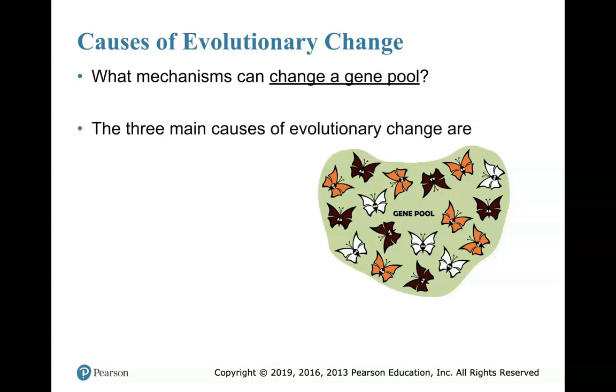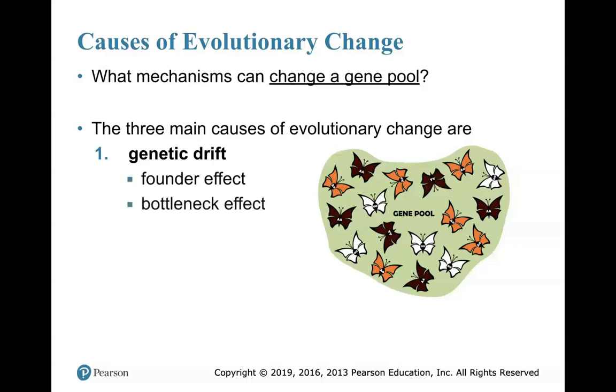There are three main causes that I'm going to teach you. Number one is genetic drift. You've kind of heard me throw that term out there. I'm going to actually teach you what genetic drift is. Founder effect is coming into play in this category. The bottleneck effect. Love the bottleneck effect. It's super cool. I'll teach you that.